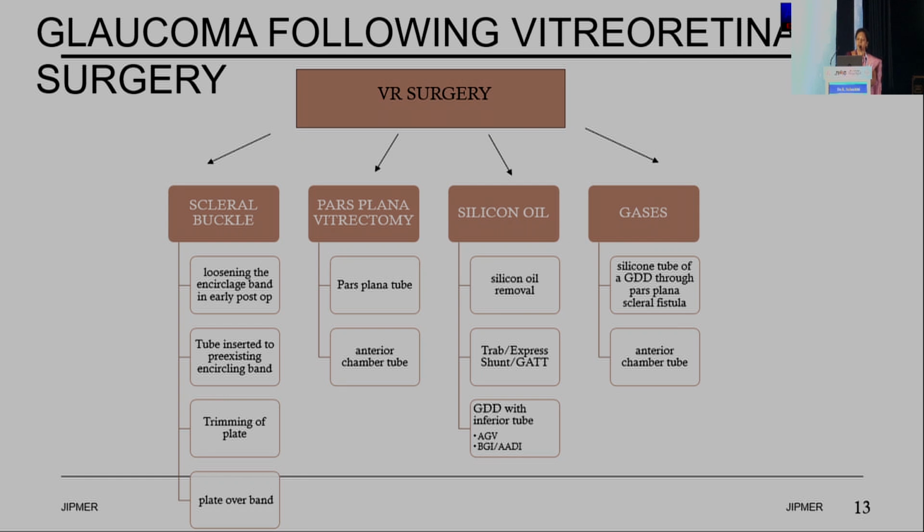For glaucomas, silicone oil removal itself is not enough. That's what studies have shown. So you might have to combine it with glaucoma surgery. Trabs have been tried, but with a poor success rate, and so have Express shunt and GAT. There are some studies on these glaucomas, but the efficacy is much less.